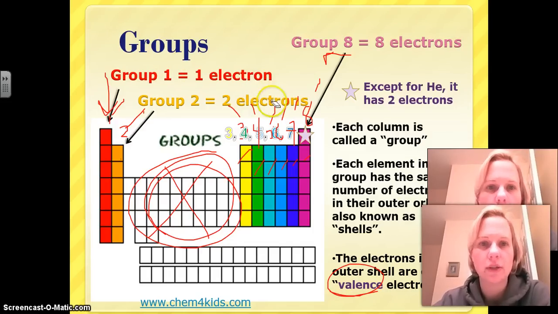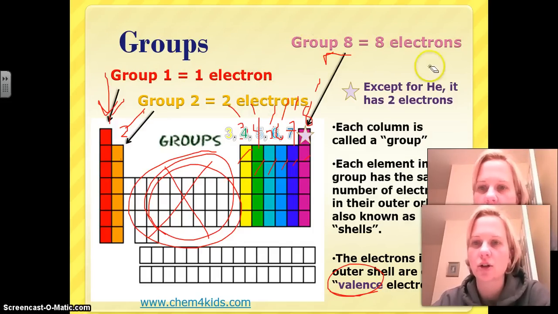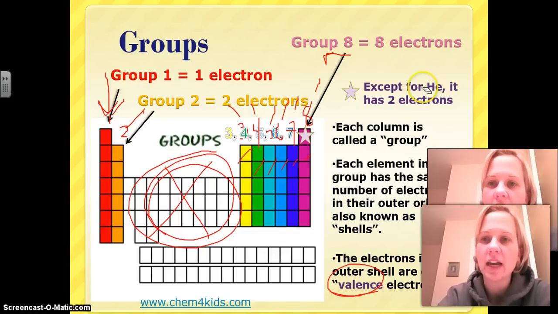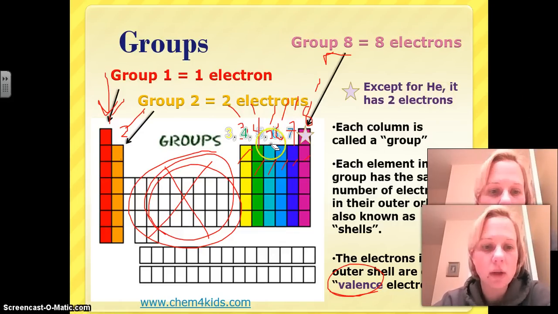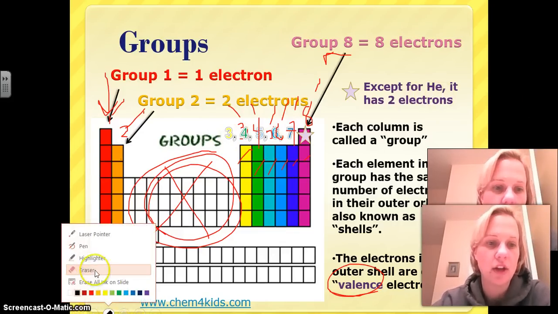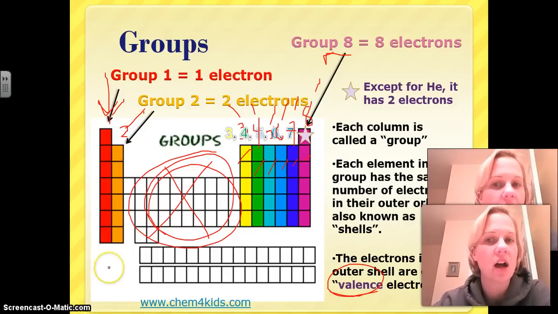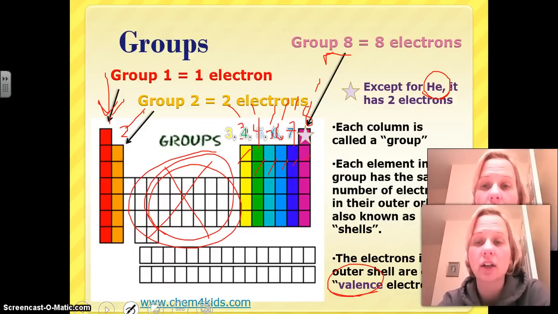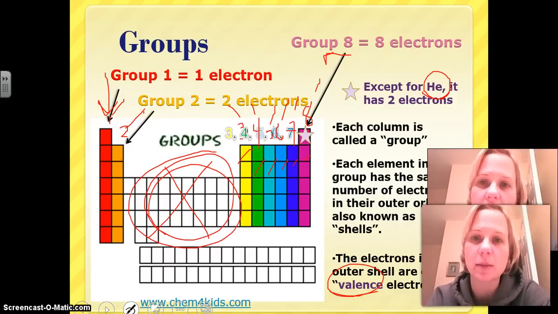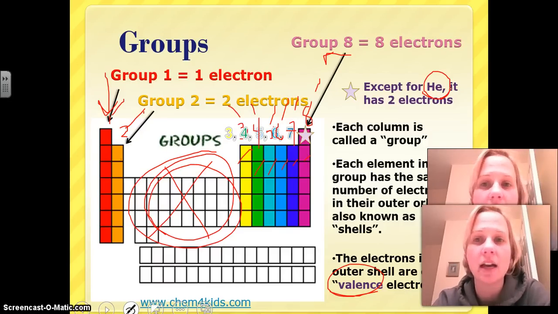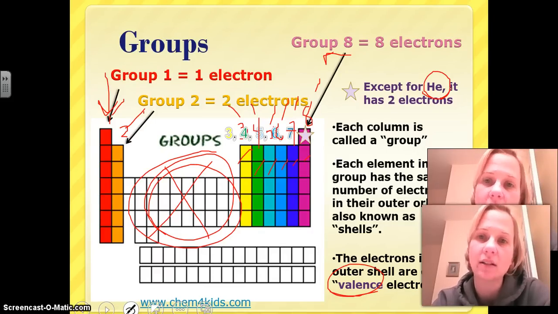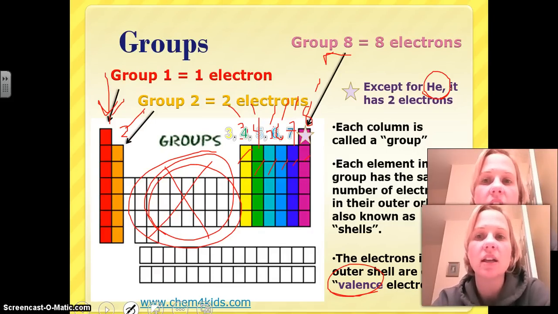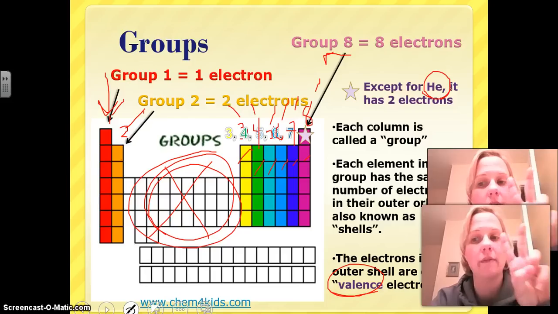And group 8 has 8 electrons, except for He. He is going to be the only element within group 18 that does not follow this rule. I will explain that further in class, but that particular element is very special. It's not going to have 8 electrons in its outer shell because, let's go back and think of our periodic table, helium only has an atomic number of 2 with an atomic mass of 4.